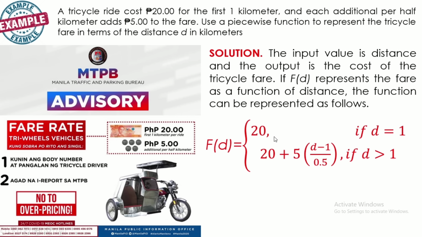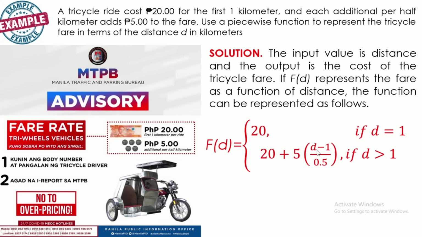20 pesos kapag ang distance ay equal sa 1 kilometer. So magbabayad ka ng 20 pesos kapag 1 kilometer lang ang distance. And then, paano natin mape-present? Halimbawa, umabot ka ng 3 kilometers, no? Sumakay ka tapos yung layo ng travel mo ay umabot ng 3 kilometers. So paano natin i-present 'yon using piecewise function? Kailangan tama. So ito 'yon.